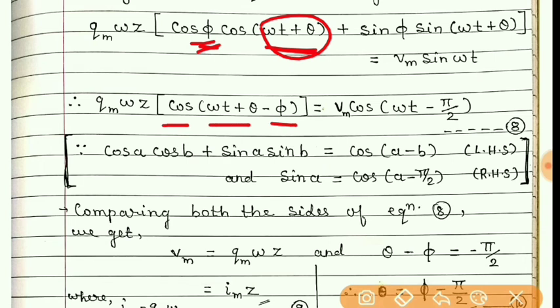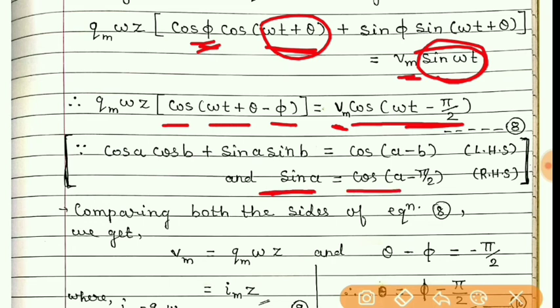and on the right hand side Vm, in place of sin omega t we are going to write cos(omega t minus pi by 2), because we know that sin a is equal to cos(a minus pi by 2), or we know that sin theta is equal to cos(theta minus pi by 2), or cos(pi by 2 minus theta), meaning is the same. So here you have to take care of this. You should remember this formula for trigonometric functions.